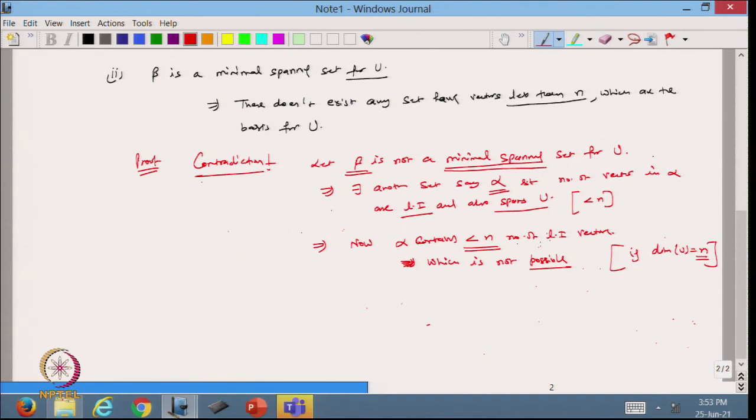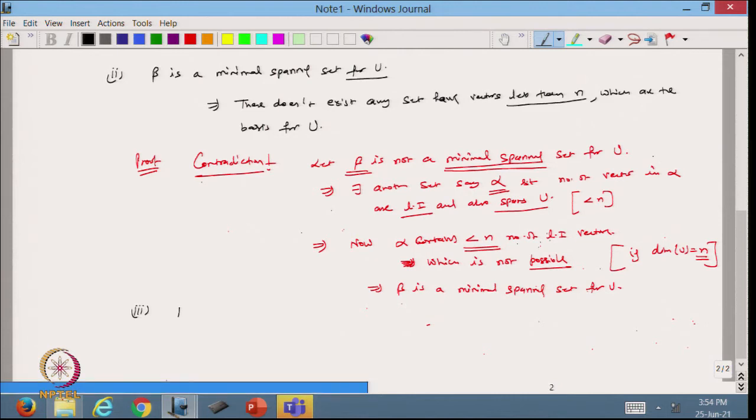So, this way we can prove these things. Which implies that beta is a minimal spanning set for U. Now, the same way we can discuss the third one.